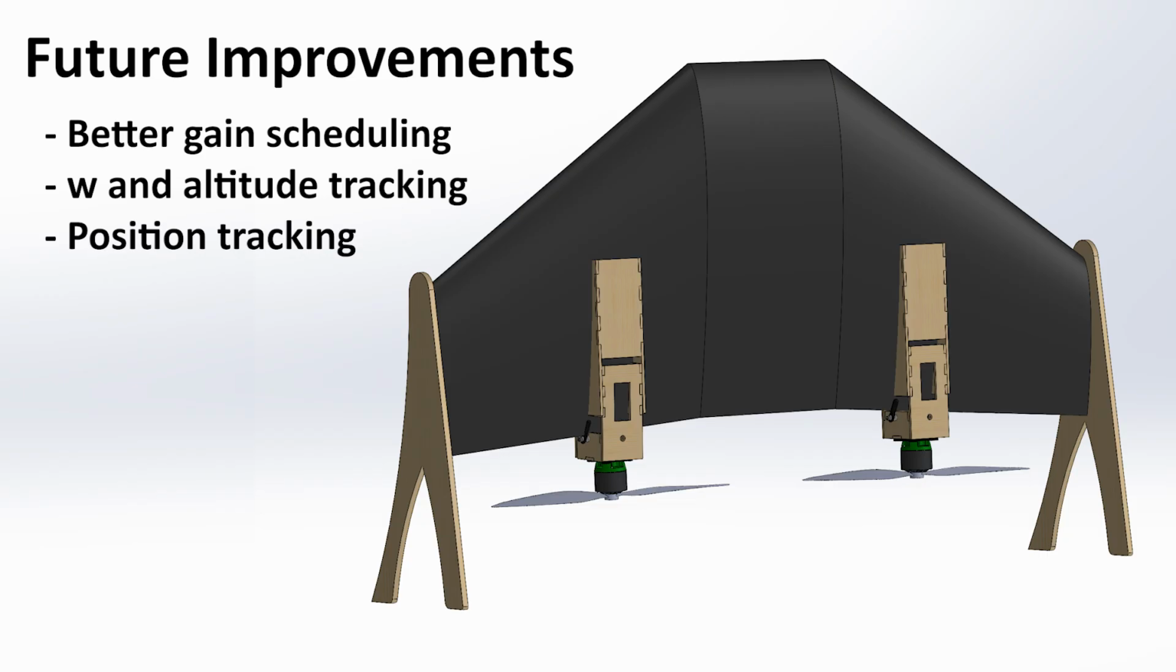Once I figure out this tuning, eventually I'd like to improve the gain scheduling with the thrust and add additional terms to my controlled state, including altitude and position tracking. In addition, I'd like to focus on transitioning between this hover mode and the traditional fixed-wing flying mode to allow the vehicle to perform more advanced missions.